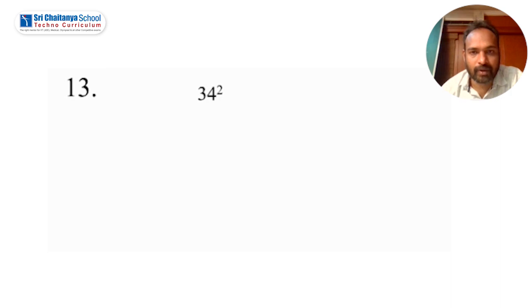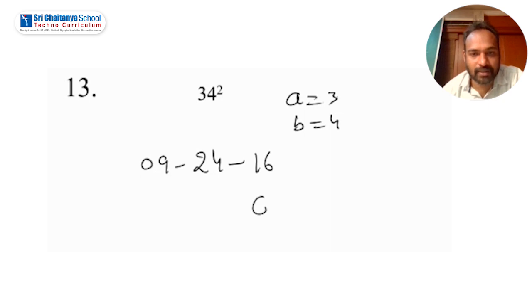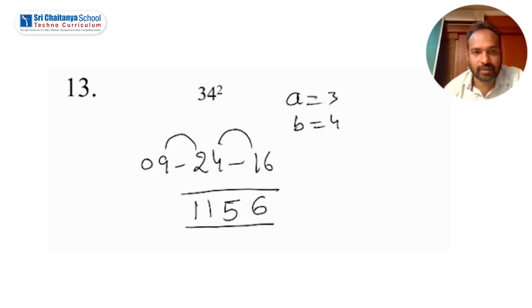34 square. What's the value of A here? 3. What's the value of B here? 4. A square means 9. 2AB, 2 into 3, 6. 6 into 4, 24. Next 4 square, how much? 16. Now do the balancing. 6 here, 1 will carry forward. 24 plus 1 is how much? 25. 2 will carry forward. 9 plus 2 is how much? 11. So the answer is 1156.